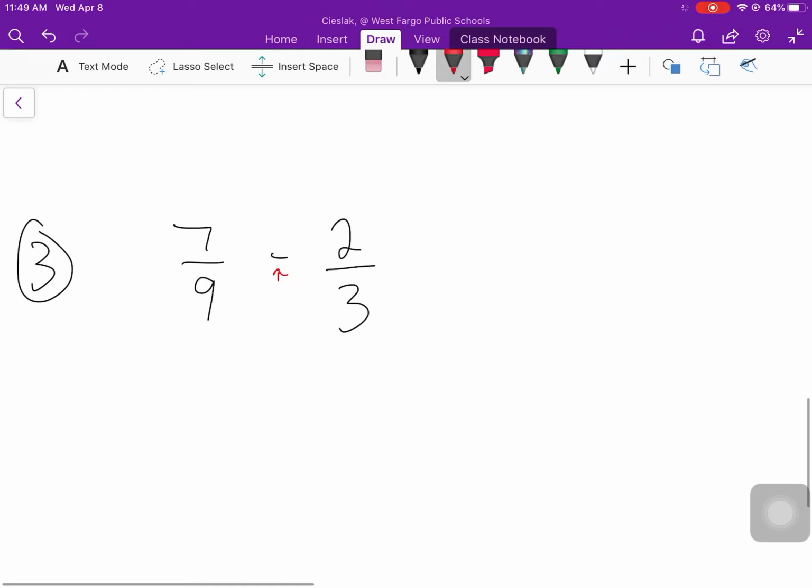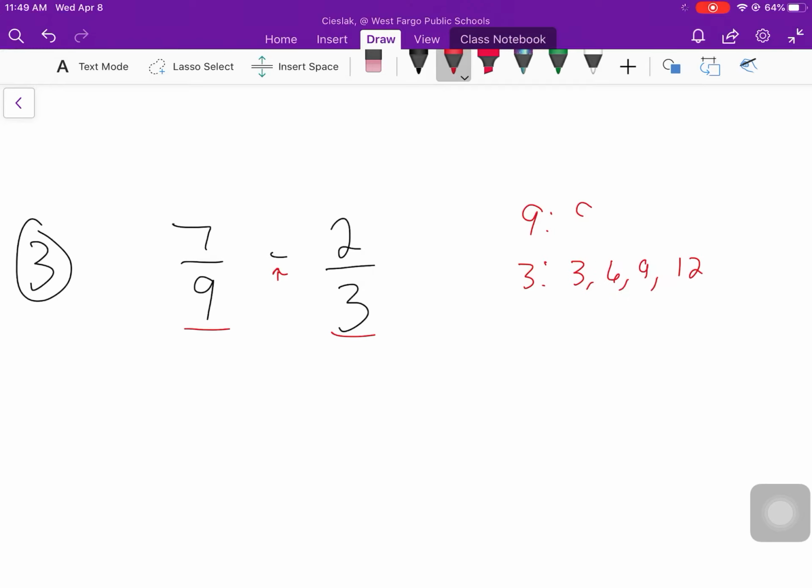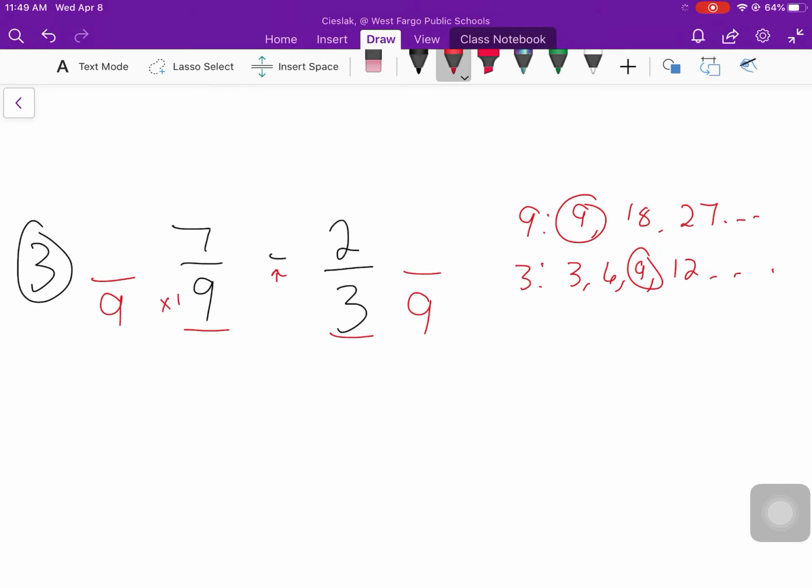Okay, so now let's try another one here. Notice I'm subtracting here, minusing, and I've got 9 and 3, so I'm going to list out my multiples of 9, some multiples of 3. So I could go 3, 6, 9, 12. 9 is 9, 18, 27. We can stop because I see that I've got a 9 and a 9. So I'm going to go over 9, over 9. This one over here doesn't change because 9 times 1 equals 9. 7 times 1 is equal to 7, so that one's going to be 7 over 9.